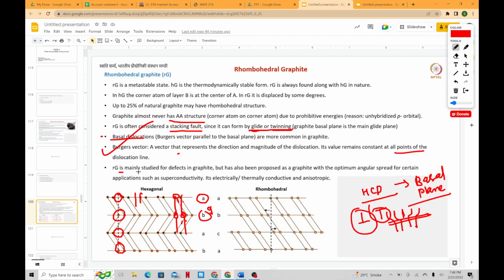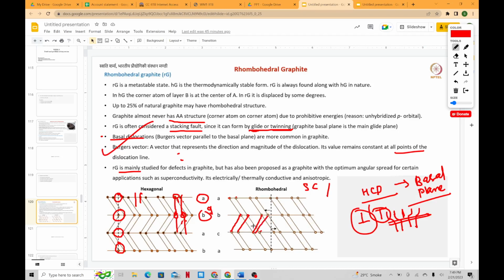Now, rhombohedral graphite is mainly studied for defects in graphite, but has also been proposed as a graphite with optimum angular spread for certain applications such as superconductivity. It is electrically and thermally conductive and anisotropic. So this is saying that rhombohedral graphite is superconductive and also anisotropic thermally and electrically. Here you can see how the atoms are arranged, but if it were hexagonal, it would be like this.